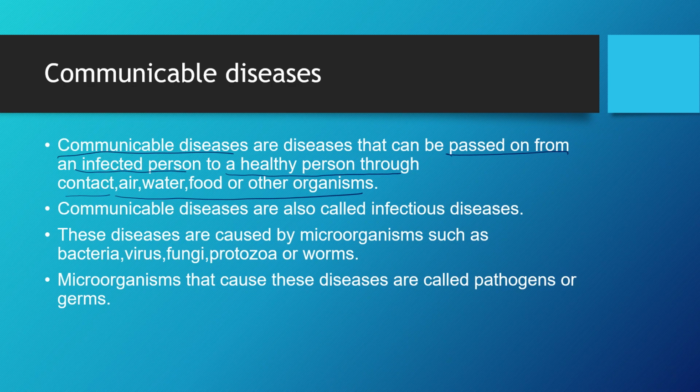Now communicable diseases are also called infectious diseases. Why? Because these are caused by certain microorganisms such as bacteria, virus, fungi, protozoa or worms. The microorganisms that cause these diseases are called pathogens or germs. Is it clear? So these communicable diseases are caused by microorganisms such as bacteria, virus, fungi, protozoa or worms.